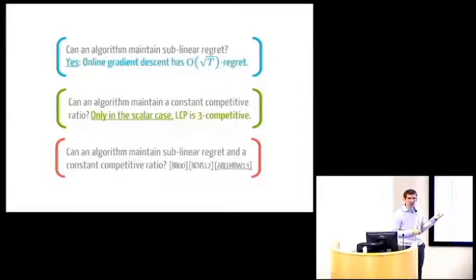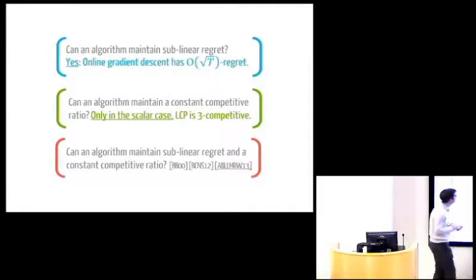But beyond the two-dimensional case, there's no known algorithm that can get a constant competitive ratio. And this one I highlight because it's ours. This was the first one that could get a constant competitive ratio in that space. But then you think, okay, I can do well here, I can do well there, at least in limited settings. Maybe I should be able to do well for both, I should be able to combine them.